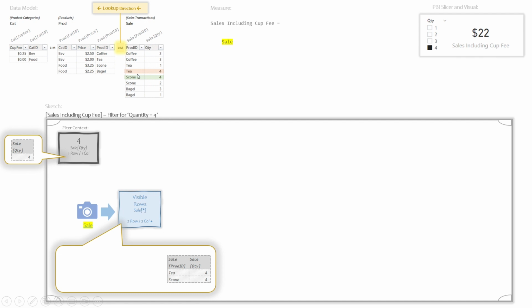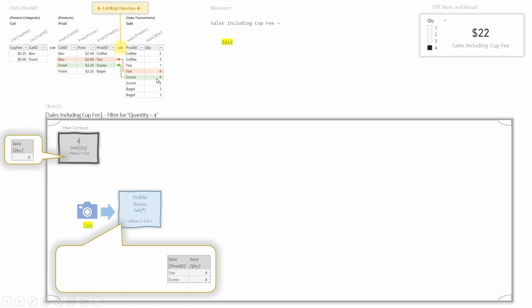So if we're starting on sales, the product is on the one side of that relationship, right? We essentially have a lookup direction. So this relationship, if you're on a particular side of it, you can look up to the other side. So if we're down here where we've got tea and scone, we can look up to the products table and get information from this table. Again, if I know I've got tea and scone as my transactions, because I've got this relationship, I know that this transaction is related to this row in the products table for tea, $2, and beverage.